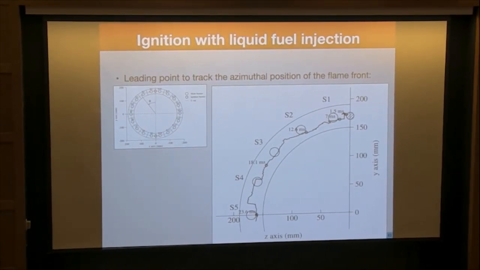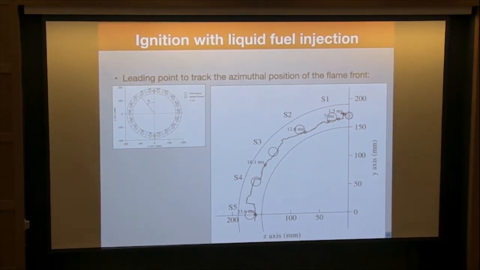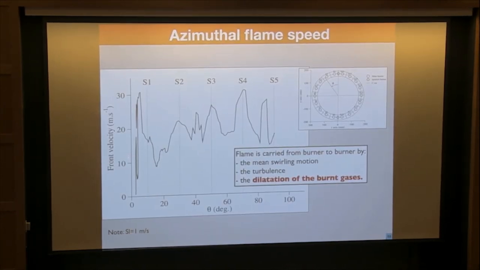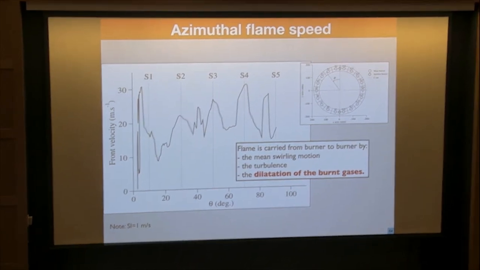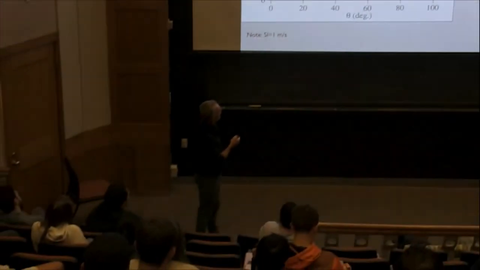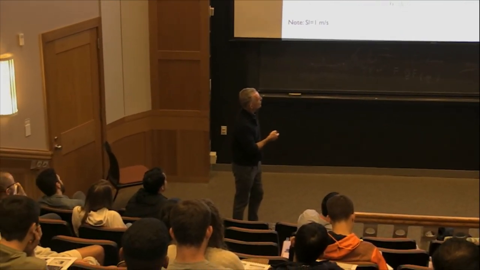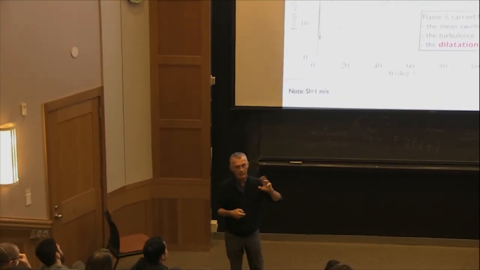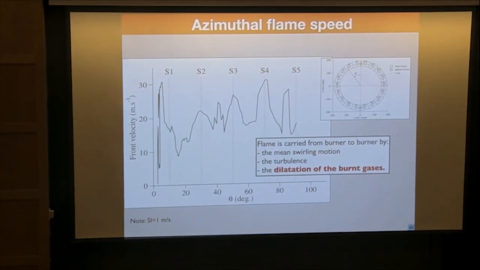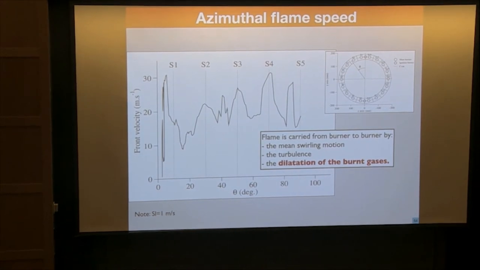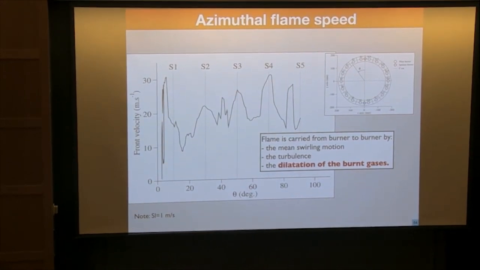So what's the speed of this thing? Well, when you plot it versus time, this is what you find. This is about 20 meters per second. So now you say, oh, wait a second, what's going on? Why is this going so fast? Well, there are many explanations. You could say there's a swirling motion, but it's not fast enough. There is turbulence. We've seen that turbulence does increase the flame speed, but again, not from half a meter to 20, that's really a lot.